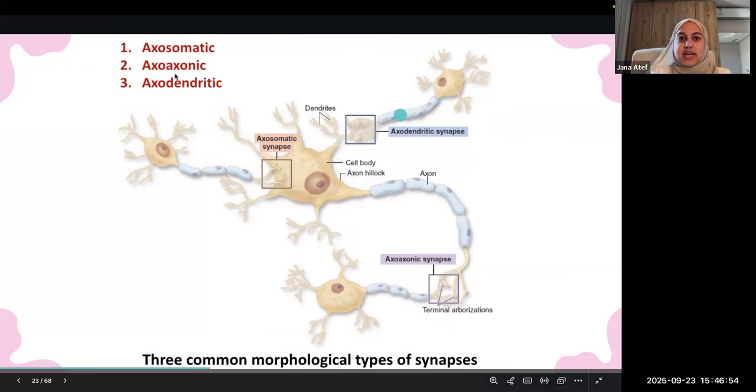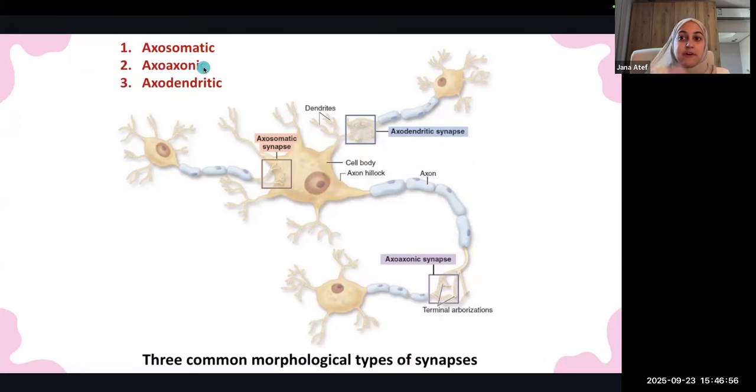The first kind, from its name, is axosomatic. It's an axon that connects directly to the soma. We said the axon could connect to another neuron, and this is a way it can connect to other neurons. It's either axosomatic, where it connects directly to the soma and releases everything to the soma itself, or the cell body. The second type is axodendritic.